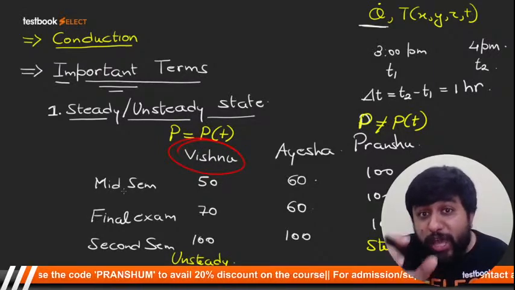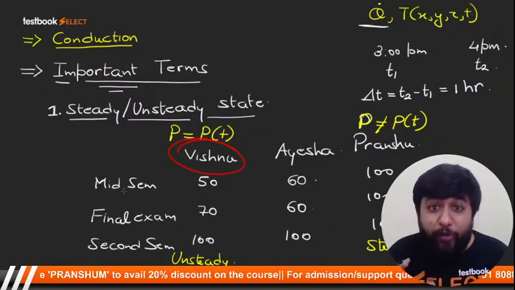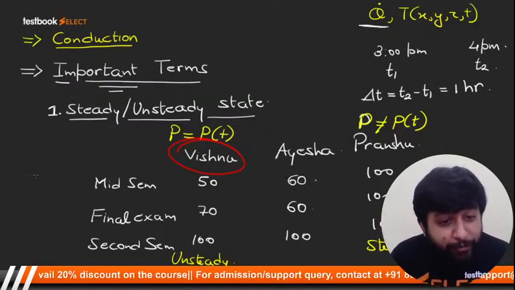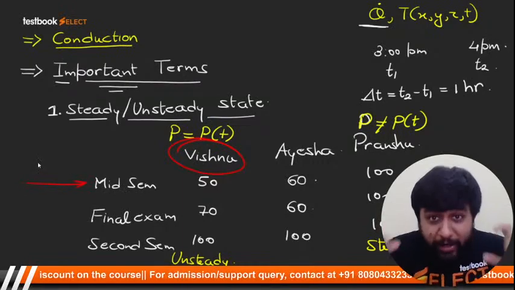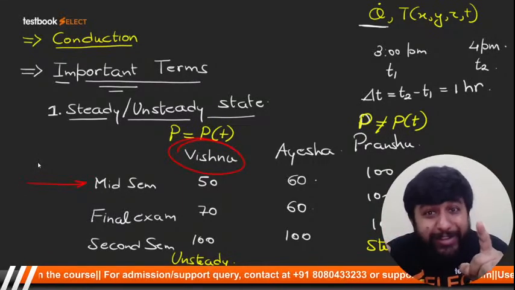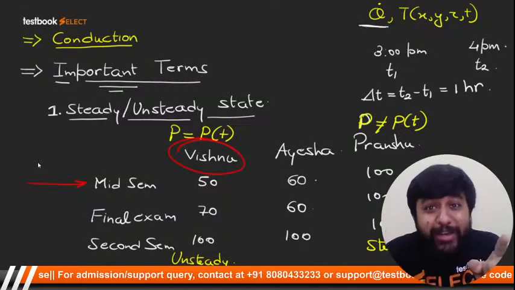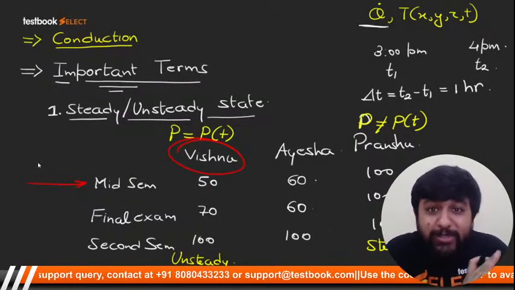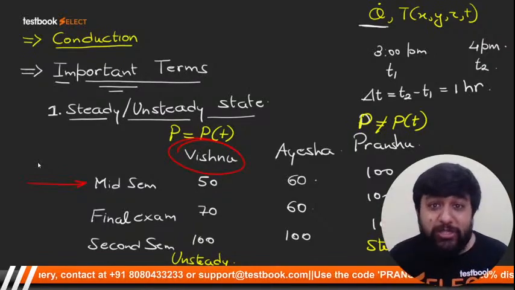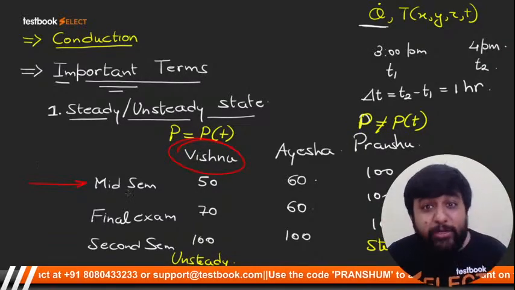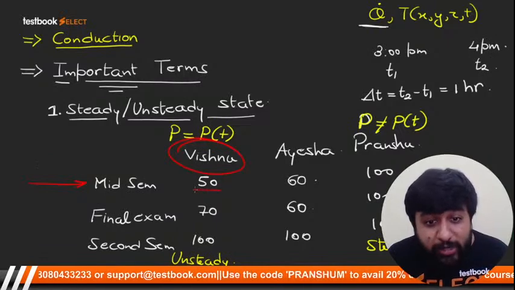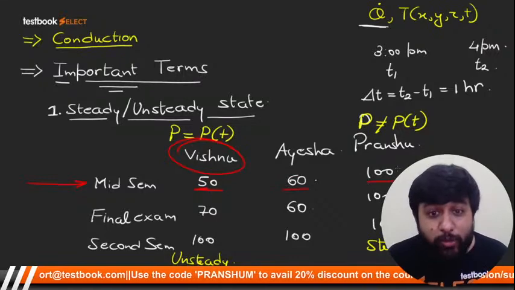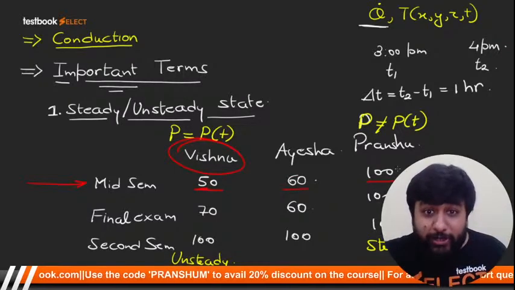But when you want to check uniform or non-uniform, you will take a photo. A photo is a time instant. When you play a video in VLC and press the pause button, that is a time instant. Now for that time instant, I will compare the value for Vishnu, for Aisha, and for Pranshu. So I will compare different points.